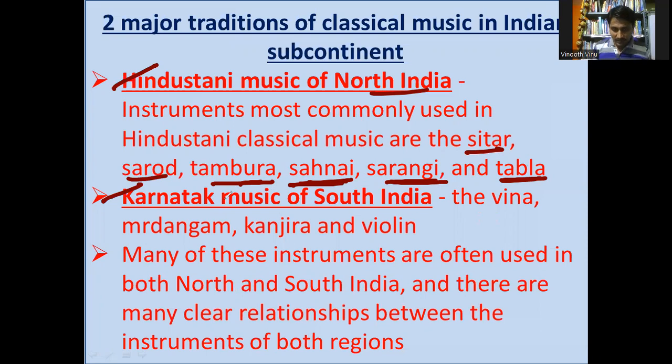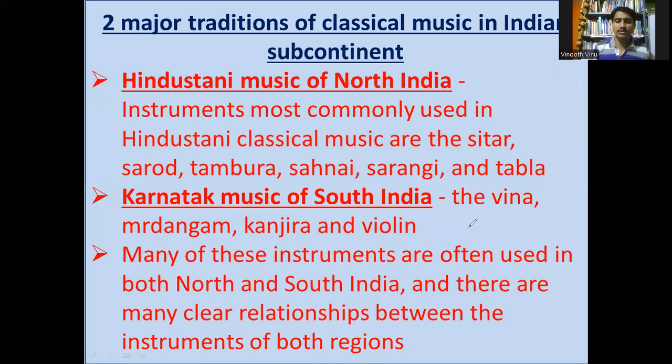And then coming to South Indian Carnatic music: Veena, Mridangam, Panjira, violin. These are South Indian Carnatic music instruments. Very importantly, many of these instruments are often used in both North and South India. They are played together. There are many clear relationships between instruments of both the regions, sometimes in musical compositions.